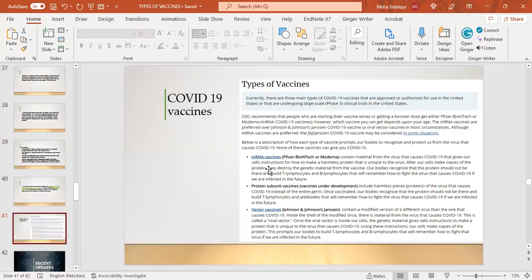First is messenger RNA, which is very commonly used globally, under which come Pfizer and Moderna. It contains material from the virus that causes COVID-19 that gives our cells instructions on how to make a harmless protein that is unique to the virus, as we have already discussed. Then comes the protein subunit vaccine, and the vaccine under this is under development, that is Novavax. In this, once vaccinated, our bodies recognize that the protein should not be there and build T lymphocytes and antibodies that will remember how to fight the virus that causes COVID-19 if we are infected in future. Then comes the vector vaccine, under which come Johnson & Johnson and Janssen. AstraZeneca is also a vector vaccine.